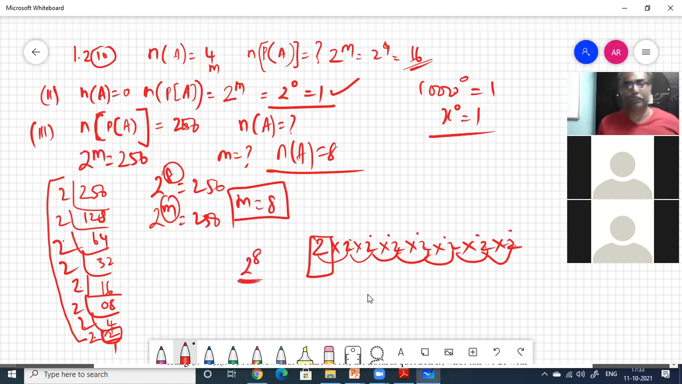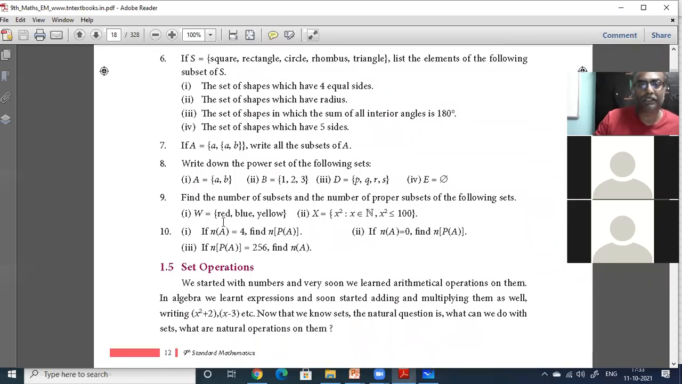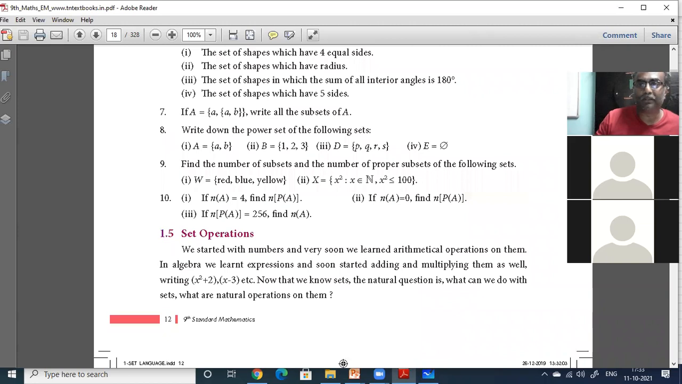Like that also you can do. Whichever is convenient to you, either way, n of A will be coming as 8. Okay, we finish that. Let us go and do some set operations. We'll get interested. Otherwise, we are dealing with very basic things only. Let us do some advanced stuff.